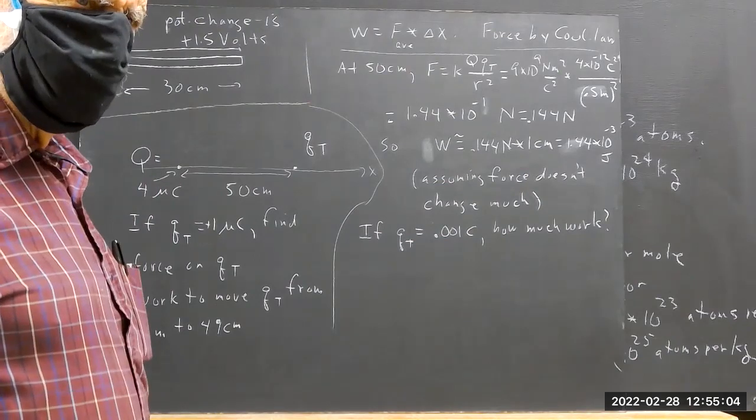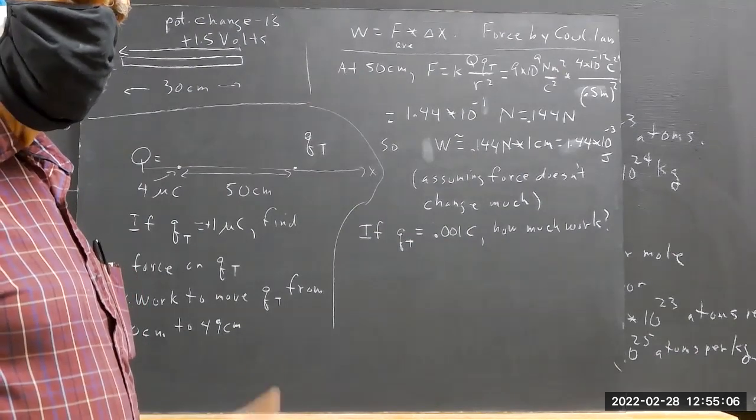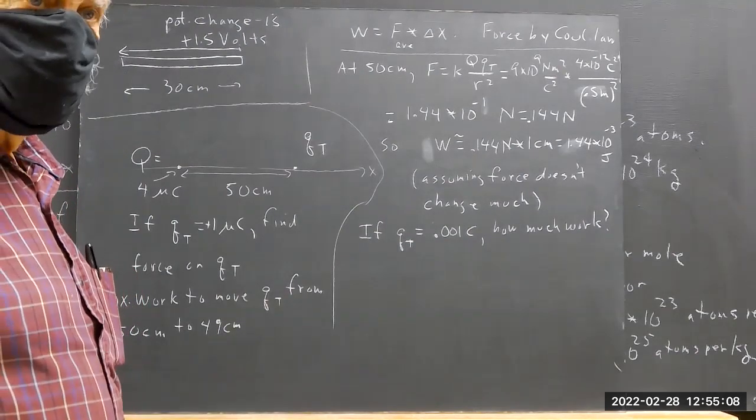I say nano is 10 to the negative 12. That's kind of echoing in my head. It's 10 to the negative 9.